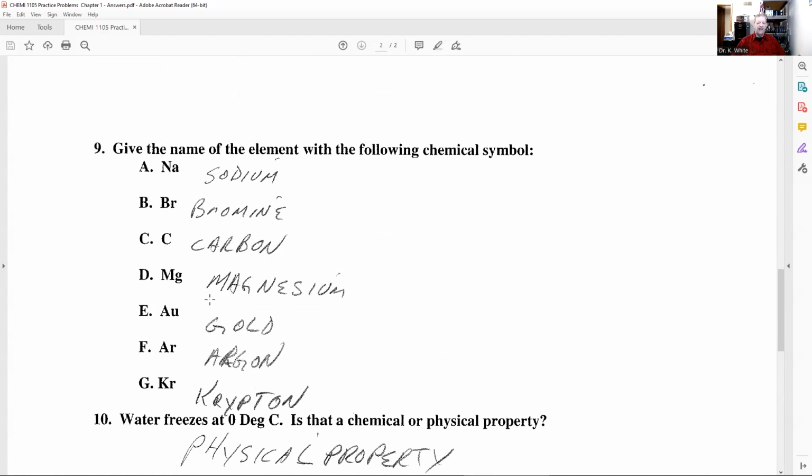Another aspect of the elements in the periodic table: you should be able to give the name of an element for the following chemical symbol. Na, sodium; Br, bromine; and my favorite, C, carbon. Oh, is that near and dear to my heart, because I'm an organic chemist, and later in the semester, I'll teach you more about organic chemistry.